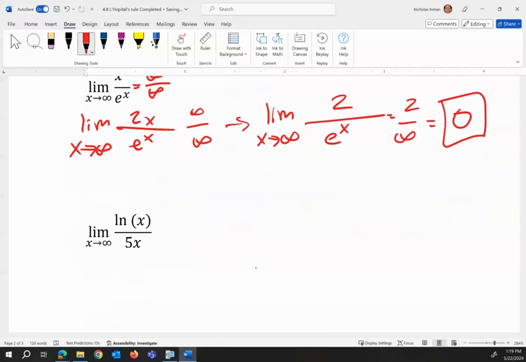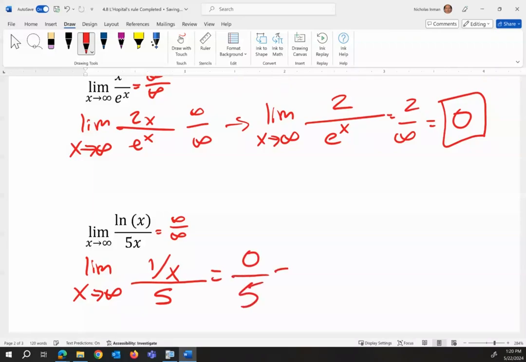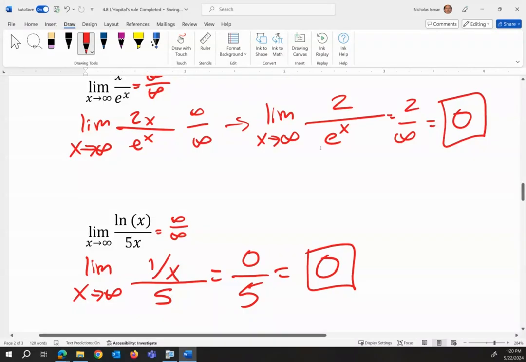Plug in infinity. Natural log of infinity is infinity over infinity. All right, so we apply L'Hopital's. Derivative of the natural log is 1 over x. Derivative of 5x is 5. Plug in infinity, we got 0 over 5. And we got 0. All right, so it can work.